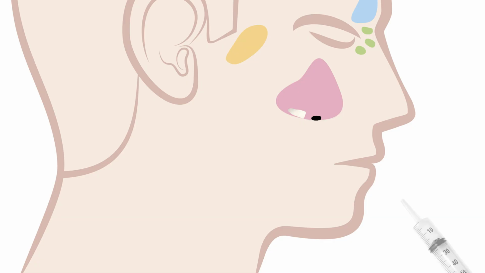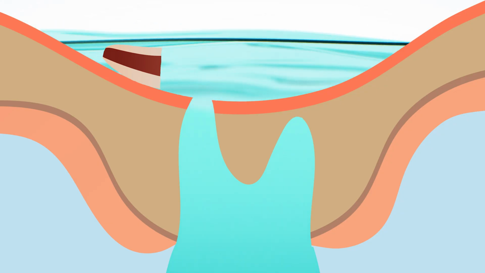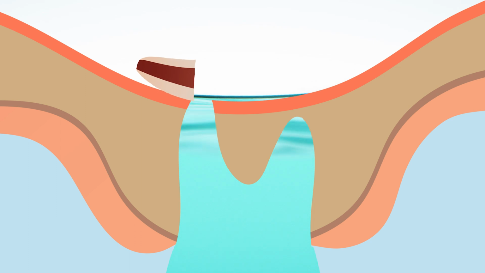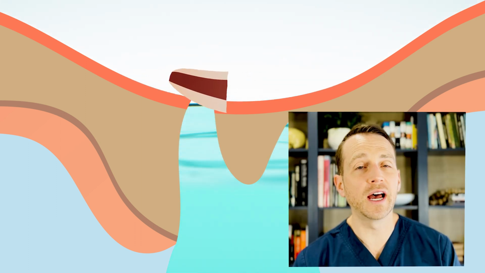Next, I took syringes and irrigated the site thoroughly. The idea here is to flush the sinus and let the water carry the root down to the opening. This maneuver has saved me several times. Unfortunately, this wasn't one of them.